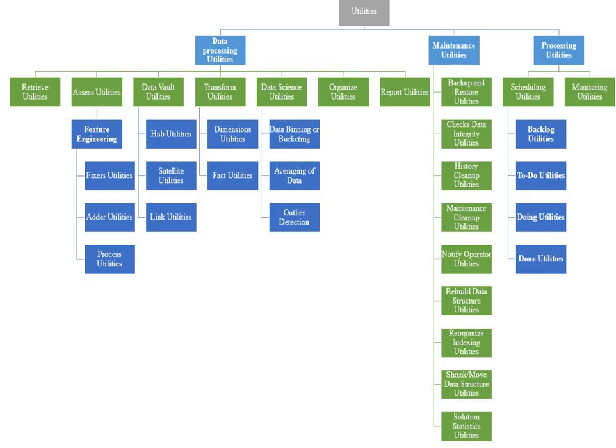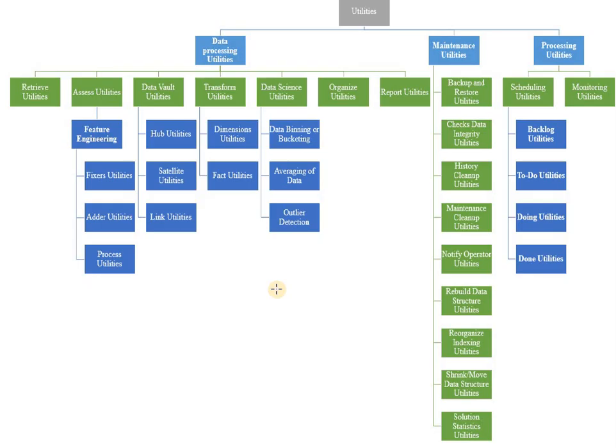If we talk about data processing utilities, they are further divided into retrieve, assess, data vault utilities, transform utilities, data science utilities, organize, and report utilities. Assess, data vault, transform, and data science utilities are further divided into their own subtypes. So this is the gist of the utility layer. In case the question comes on discussing various utilities in data science or various utilities in the utility layer, this is the answer that is expected from you.